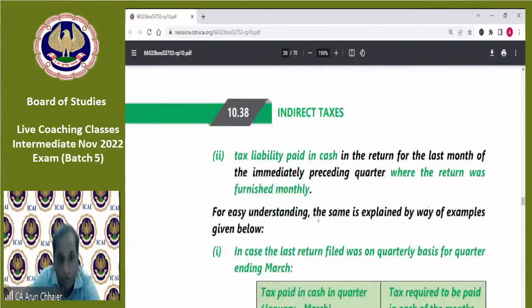Let's take a numeric example also. Suppose for April to June, I was not under QRMP. Suppose I was under the monthly scheme. So for April there is a separate 3B, for May there is a separate 3B, for June there is a separate 3B. So how much liability you have paid in cash in the June GSTR 3B, an equal amount you will pay for month 1 and month 2.